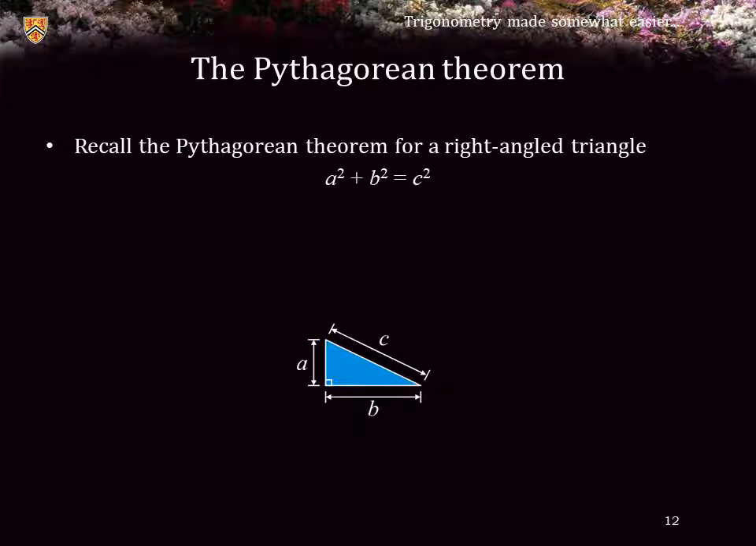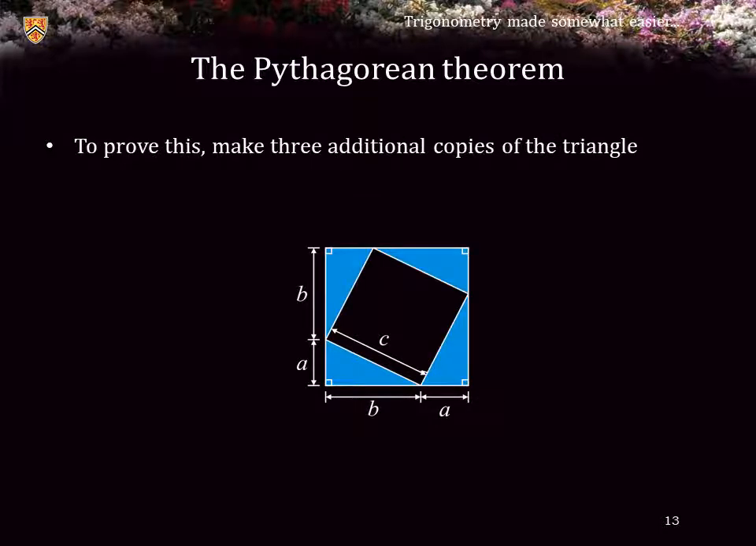Now, first of all, let's recall the Pythagorean theorem that says that if we have a right-angled triangle with sides of length A and B adjacent to the right angle, then the length of the hypotenuse C is related to A and B through the formula A squared plus B squared is equal to C squared.